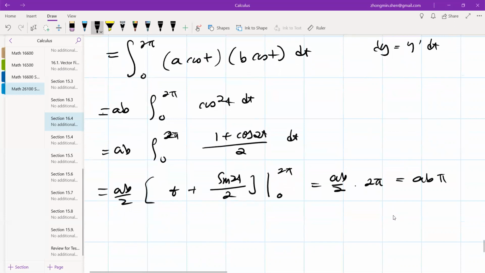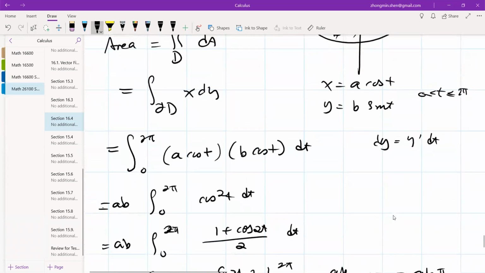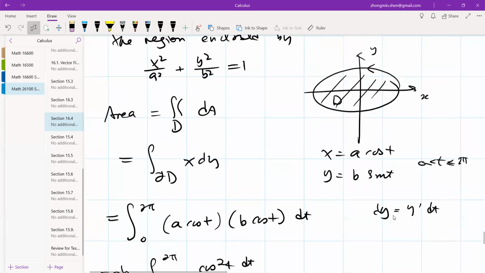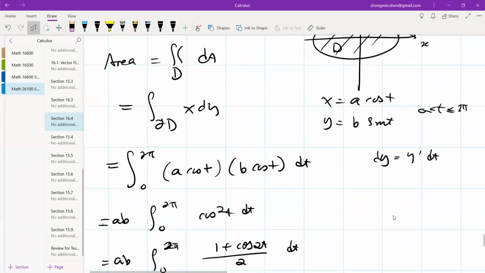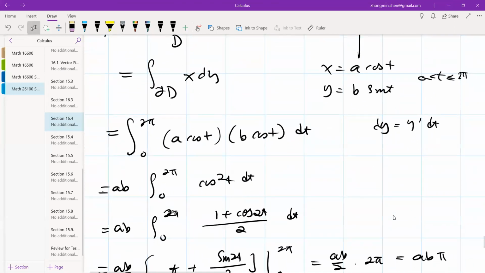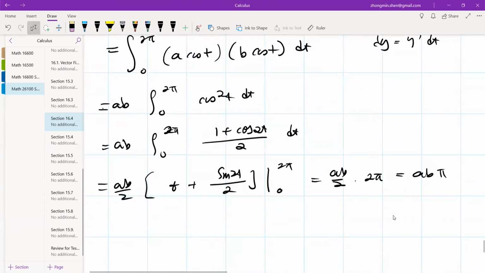So this is the area of an ellipse. Okay, got it? So it's very easy to find the areas of the region enclosed by an elliptic curve around the origin. We use the area given by the double integral, then change it to the line integral. Then you have to parameterize the boundary of the region. Then you get this.